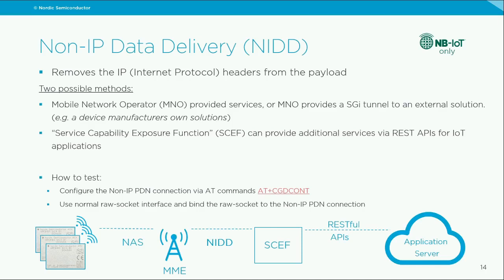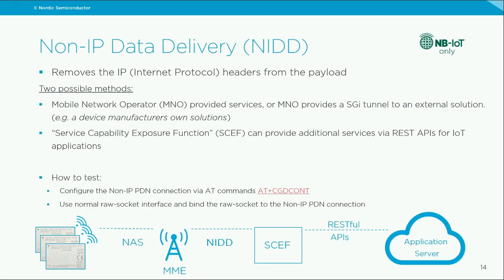And this is also a new feature in the modem firmware. It's called non-IP data delivery, or NIDD for short. This essentially means that you remove the IP headers from the payload, and this is an NB-IoT only feature. This means that you do not have to have the radio on to send the additional headers, and you just send the raw data instead. So this will save power.